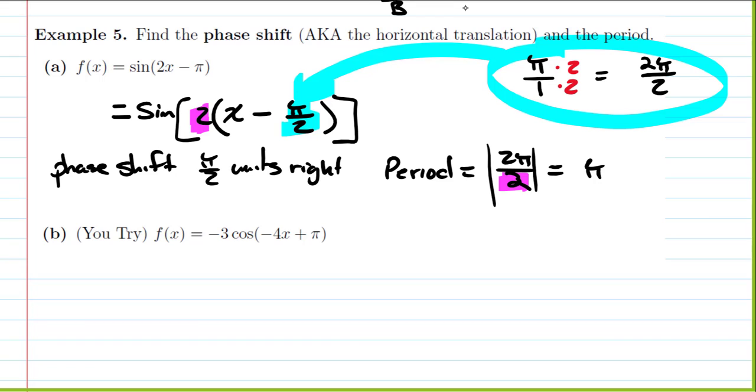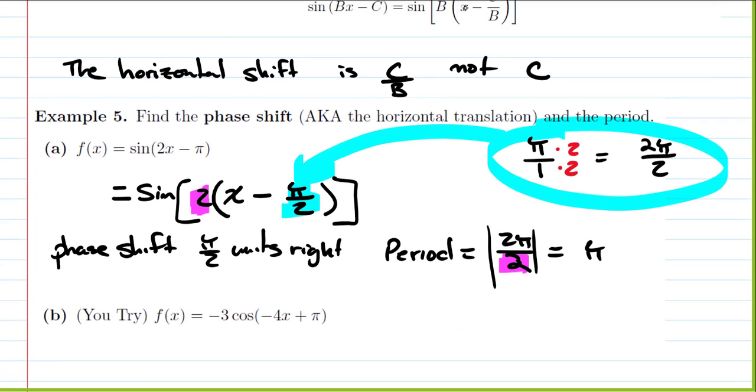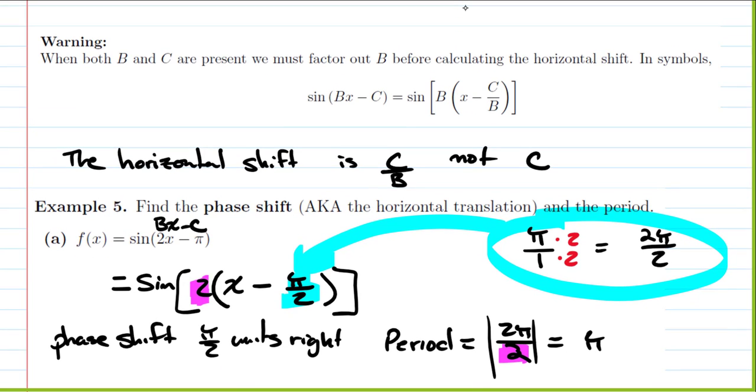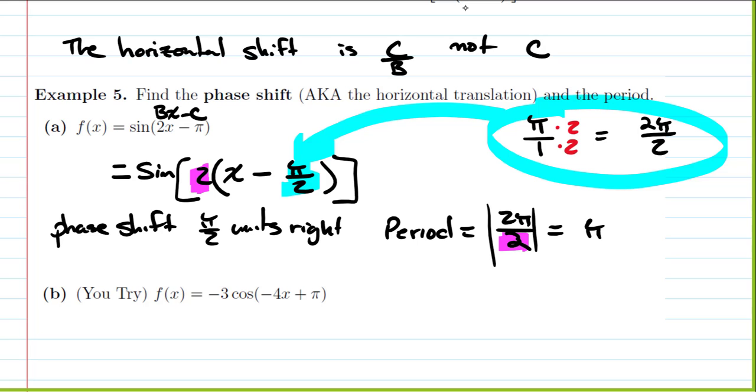So, as the warning indicated, our horizontal translation, our phase shift, isn't pi in this case, it's pi over 2, because we have to factor the coefficient off of this. The other thing we could have recognized, if we recognize this as bx minus c, our formula tells us that the horizontal shift is c over b, which in this case would have been pi divided by 2. So we get the same thing either way.